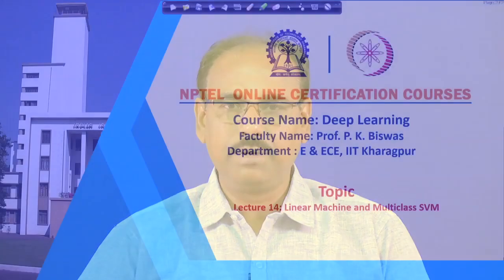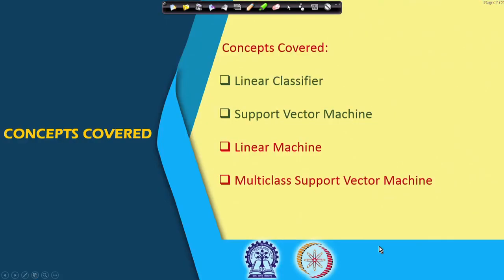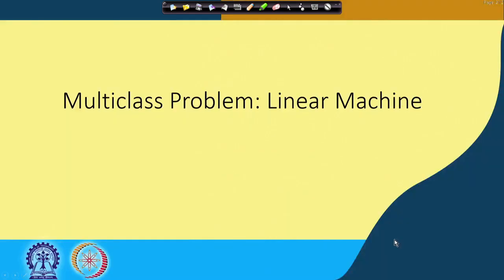Let us try to recapitulate what we have done in the previous class. In the previous class, we talked about the linear classifier and then we moved on to the linear machine. In today's class, we will continue with the linear machine and then we will move to what is known as the multi-class support vector machine.